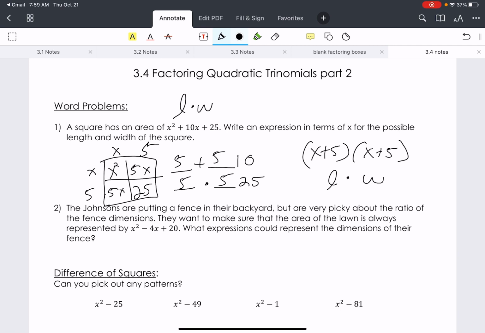Okay. They want to make sure that the area of the lawn is always represented by this quadratic. What expression could represent the dimensions of their fence? Okay. So the dimensions mean find the length and the width, right? Well, length times width, two things being multiplied, that's our factoring. You guys think you can find this one, or do you want me to go through it with you again? I think you can do it. So go ahead and try factoring this.